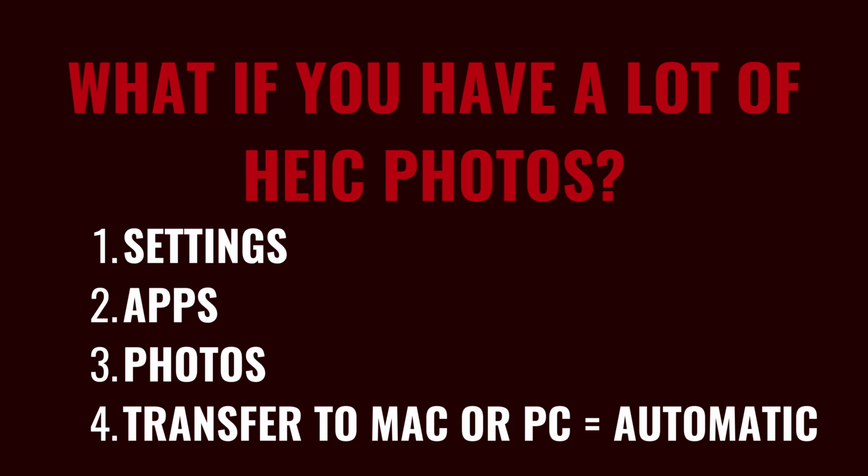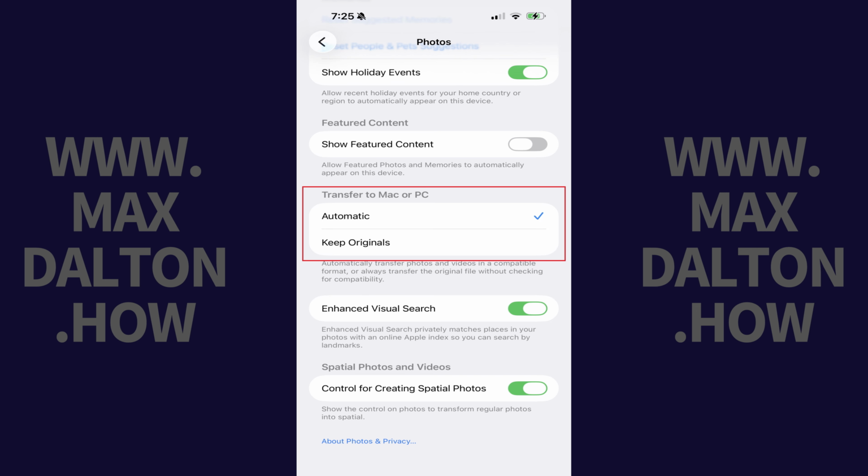And if you've already taken a lot of photos in the HEIC format and you're worried about how they will look when you send them to a computer, you don't necessarily have to convert them all manually. Further down in the Photos section of your Settings app, there is an option for Transfer to Mac or PC. If you set this to Automatic, your iPhone will check the receiving device and automatically convert your HEIC images into JPEGs during the transfer process if the computer doesn't support the newer format.